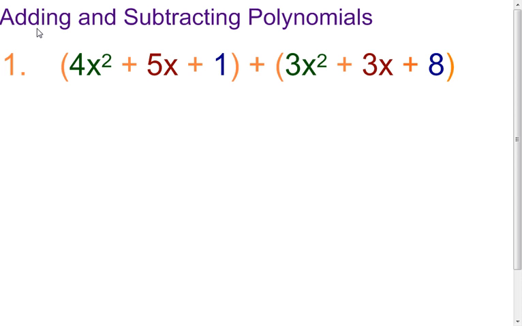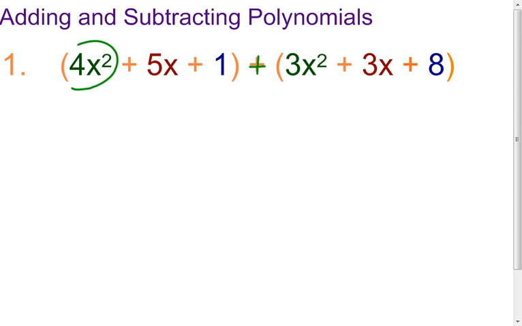Anyways, this one is working on adding and subtracting polynomials. In order to do this, you want to look at having like terms. Like terms means you have the same base and the same exponent. When you have an addition sign in between, like I do right here, I can just simply add those polynomials as is. I don't really need to do anything.